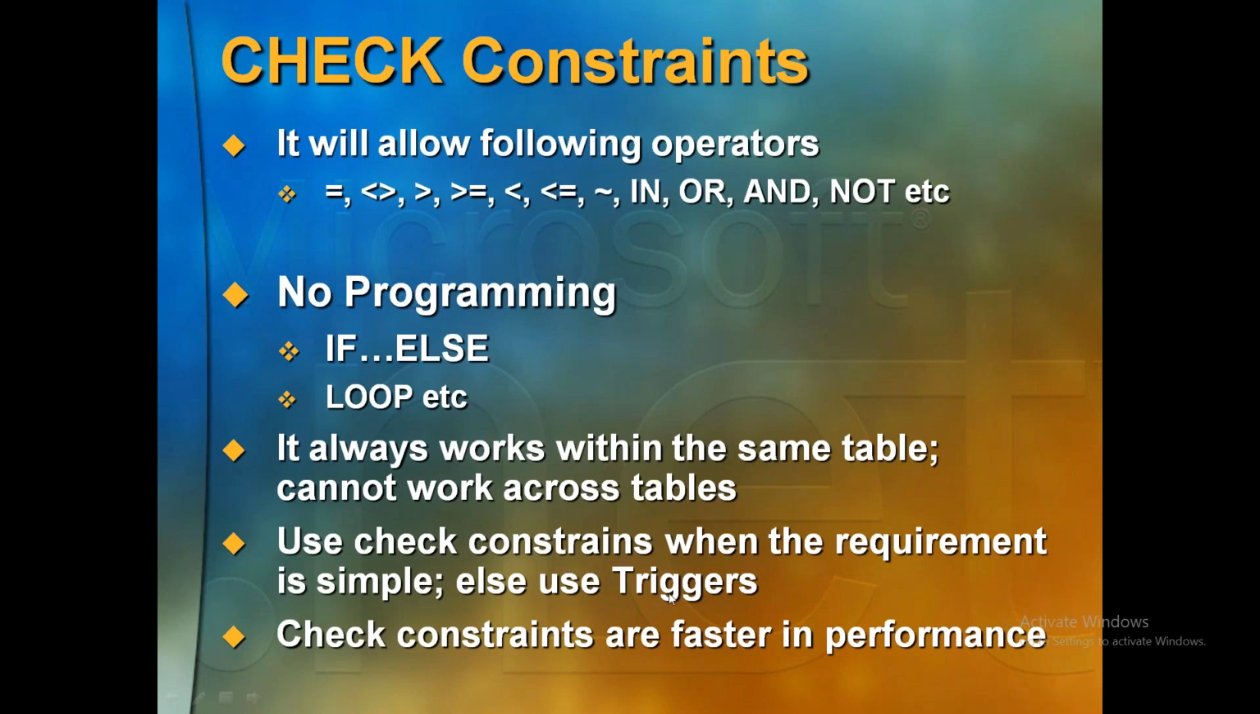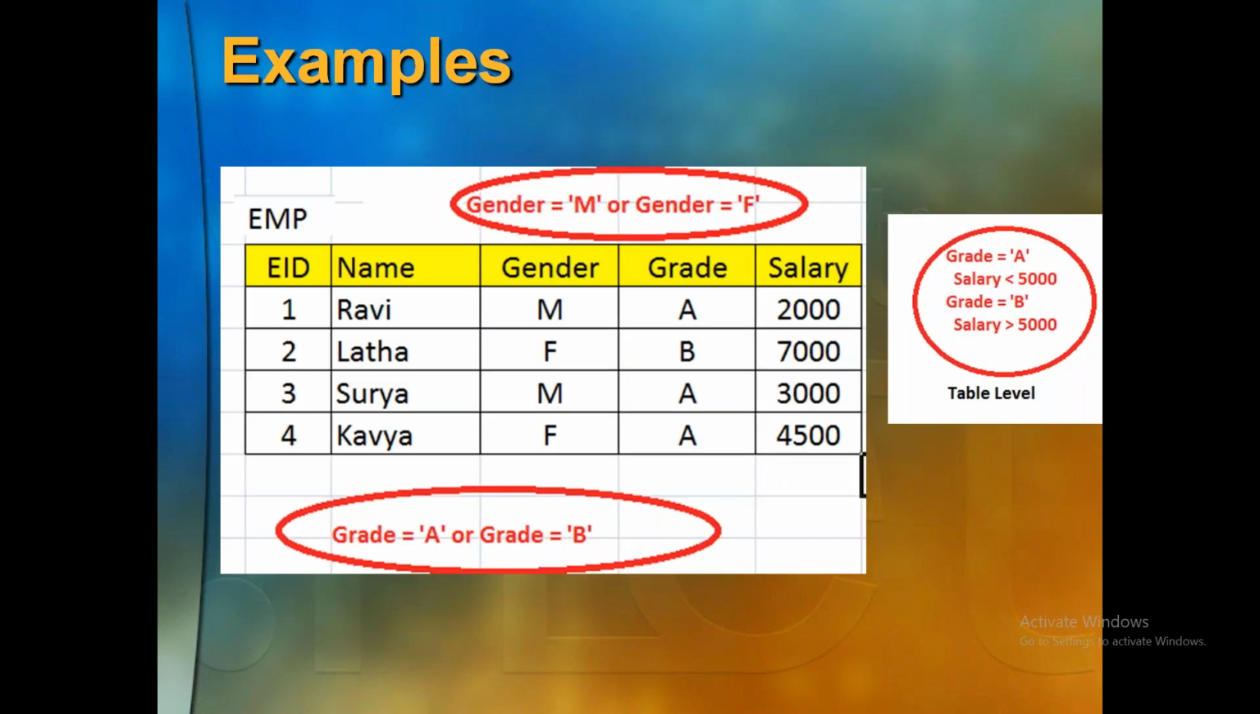Use check constraints when the requirement is simple, else use triggers. Check constraints are faster in performance. So, what is the meaning of this? Check constraints are simple mathematical expressions that you can implement as part of your databases and tables. Whenever you insert data, SQL Server will ensure that it has proper values. If you enter a negative number in the salary, it will say salary has to be a positive number. So the expression is salary greater than zero. Clear? Check constraints are very good for simple mathematical expressions.